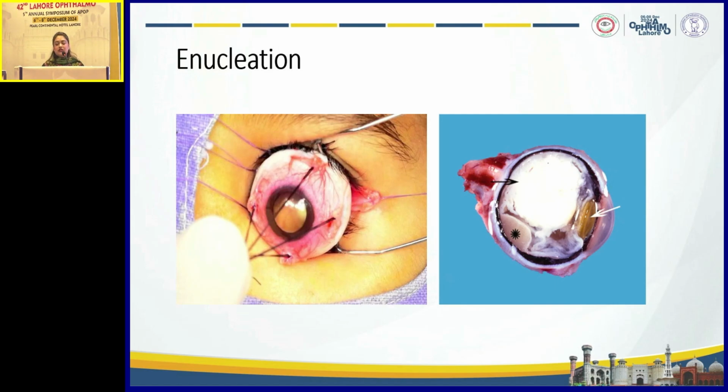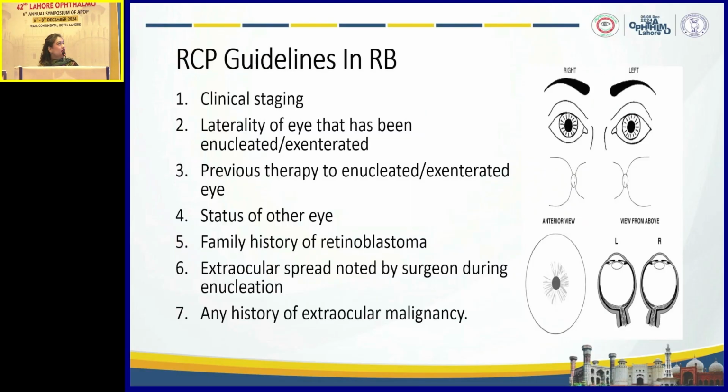Coming on to enucleation, use traction sutures as your specimen labeling sutures. Sutures are applied at the site of recti insertion. The length of the optic nerve should also be mentioned in the submission form. In cases of retinoblastoma, the Royal College of Pathologists recommends the following points to be mentioned in the clinician's form along with a pictorial form. On this pictorial form, you can mention the extent of the disease that retinoblastoma is involving.